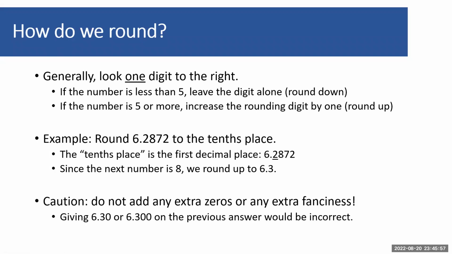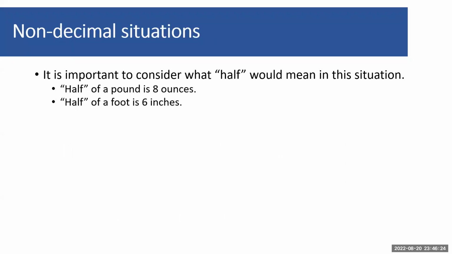Now, don't get fancy with any of this. Don't add extra zeros. Don't add anything fancy. If you had given 6.30 or 6.300 on either of these, those would be wrong. You are adding what we call significant figures, and it is making it look like it is rounded more precisely than it actually is. So if I say round to the tenths, I want to see one decimal place, no fancy extra additions.